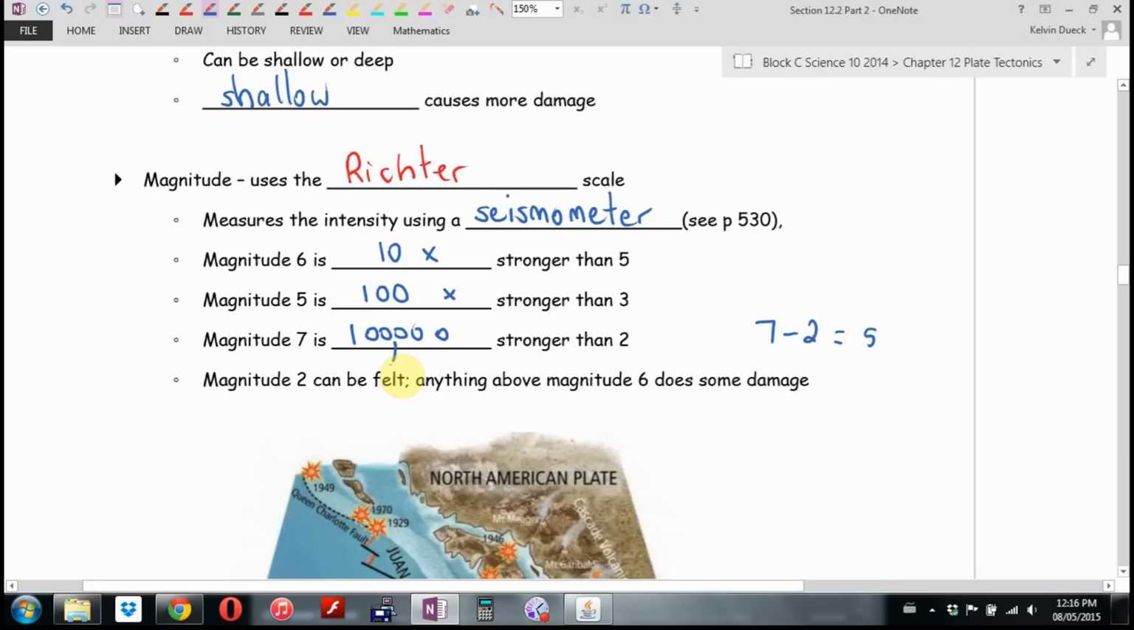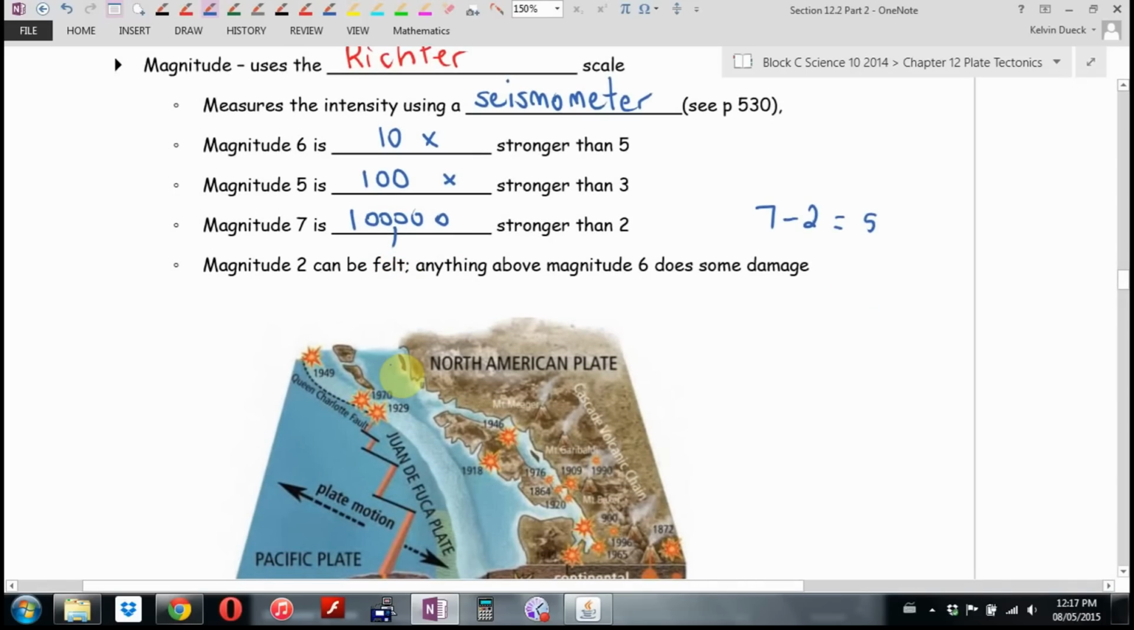Theoretically, a magnitude 12, we think, might actually have enough energy to crack the Earth in half. Now, it's theoretical, because probably if it was that big, a lot of the energy would get absorbed and reabsorbed by smaller chunks and things, but at least on paper, in theory. So magnitude 2 can be felt.